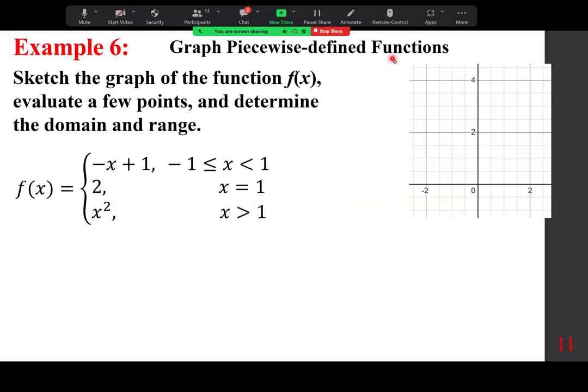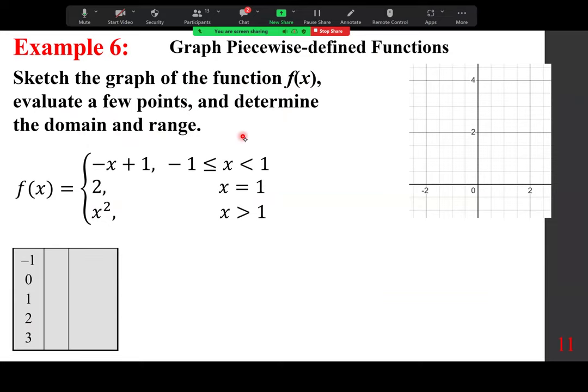Graph the piecewise defined function, sketch the graph of the function f of x, evaluate a few points and determine the domain and range. As far as evaluating a few points, let's first do that. Then I want to show you again how we graph them piece by piece and then put them together. So for example, if we pick those points, let's see how we do the evaluation.